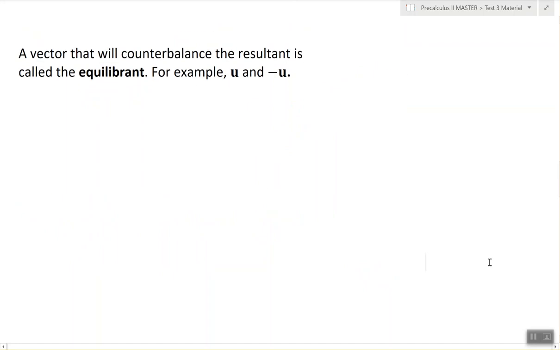A vector that will counterbalance the resultant is called the equilibrant. So we're going to be finding equilibrant vectors. For example, u and negative u are equilibrant vectors. These get more complicated than just taking the opposite of a vector, because we're going to be using a couple of forces and then trying to find a third force that zeroes those other forces out.